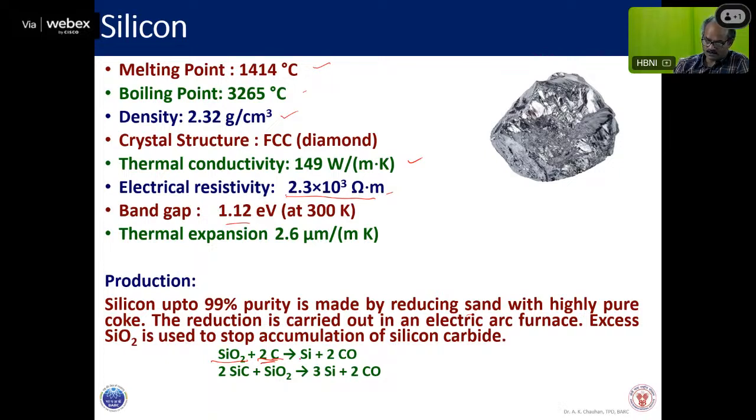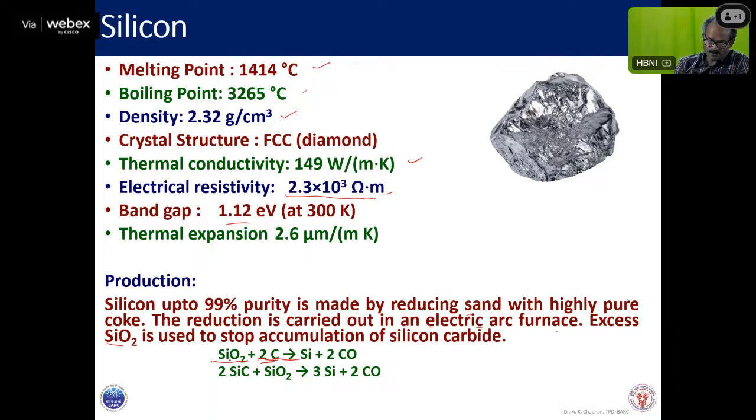You can say these are heated together at a very high temperature. So this reduction is carried out in an electric arc furnace. Excess SiO2 is used to stop accumulation of silicon carbide.